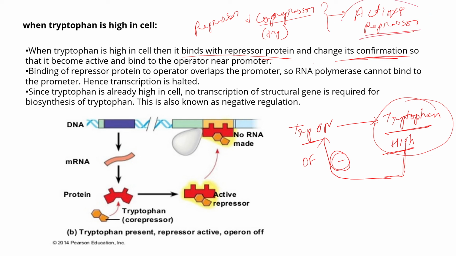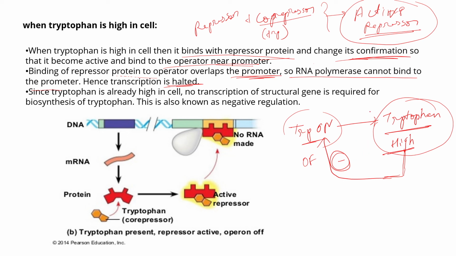And what will this active repressor molecule do? It will inhibit the tryptophan operon. It will bind to the operator region near the promoter. How will it inhibit? Binding of the repressor protein to the operator overlaps the promoter region, so the RNA polymerase cannot bind to the promoter region. Hence, transcription is halted. Since the excess of tryptophan is regulating the tryptophan operon, this is called feedback inhibition, or negative regulation.